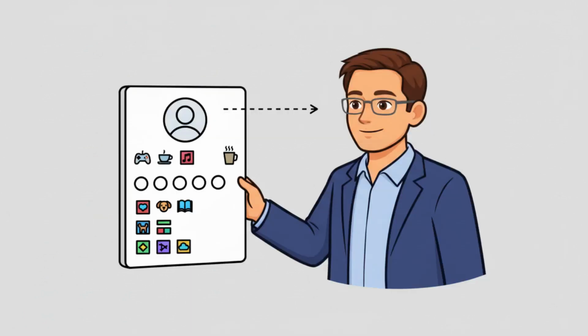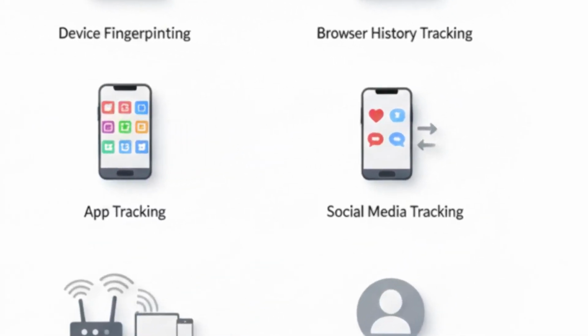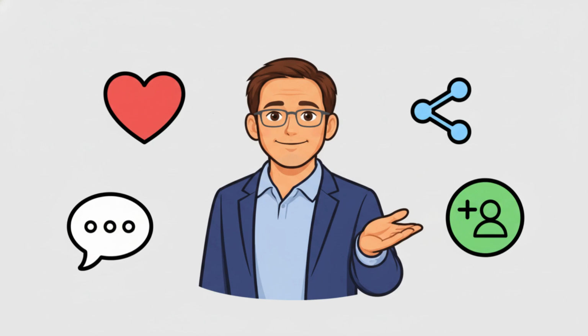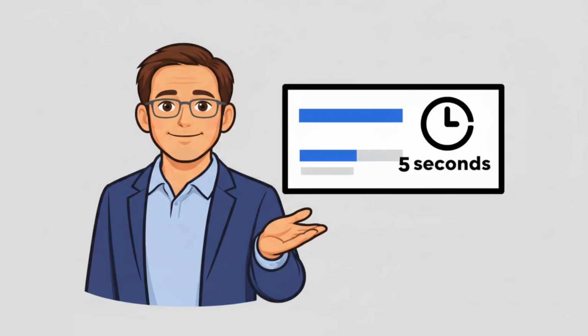Social media tracking. Social media tracking monitors how you interact on platforms where you share content and connect with others. It includes likes, comments, shares, follows, and even how long you view certain posts.